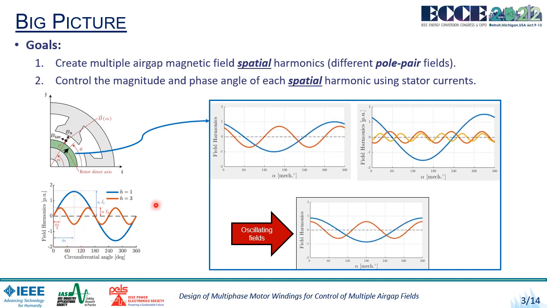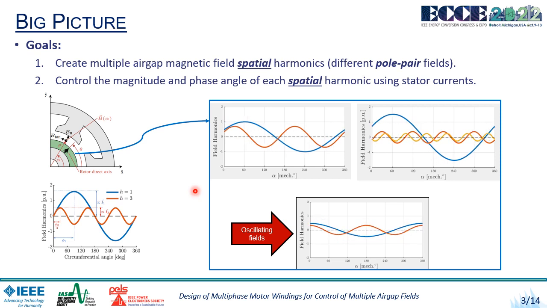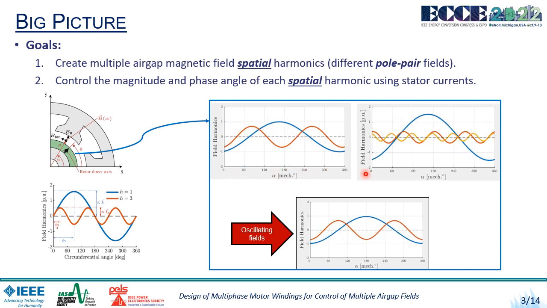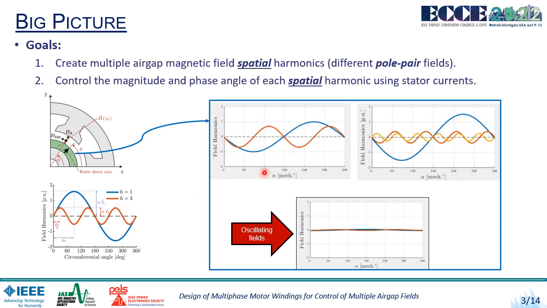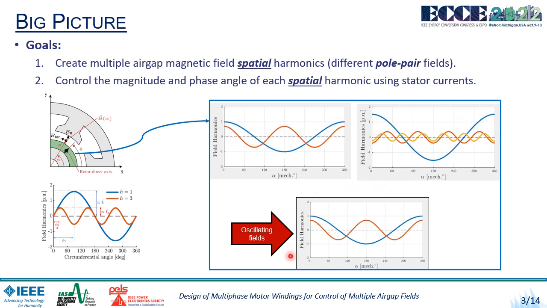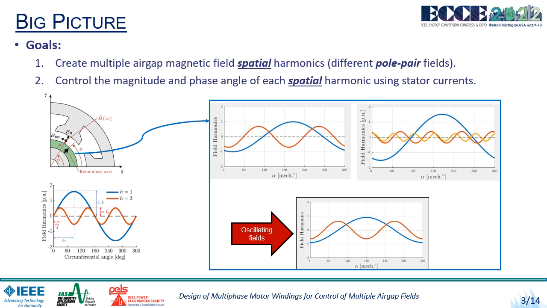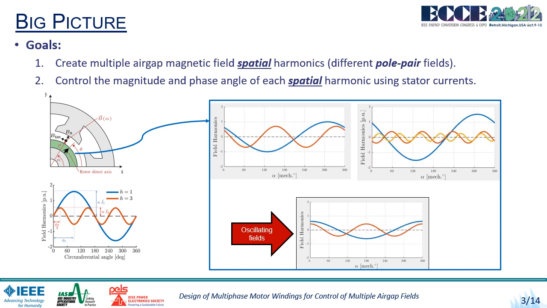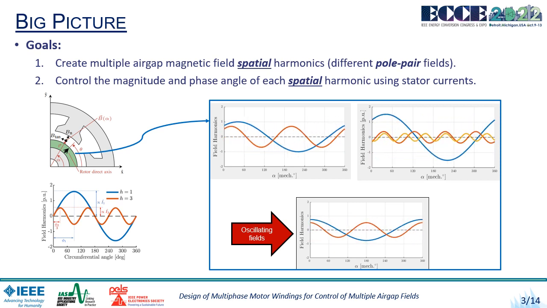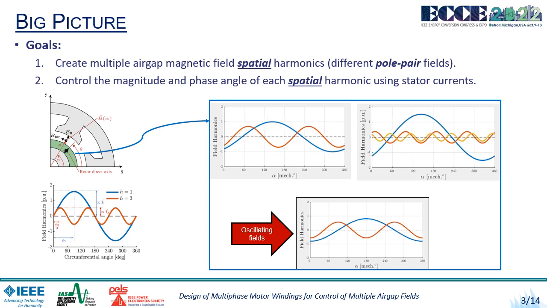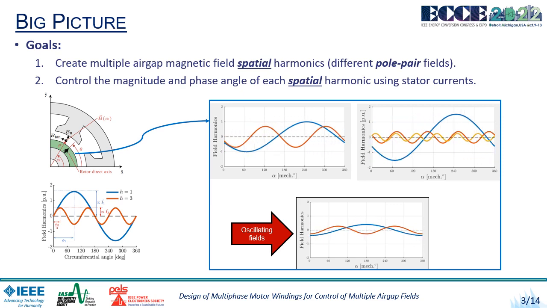The spatial harmonics created in the air gap can be rotational, with a different number of pole pairs, or they can also be oscillatory. Oscillatory fields are not considered in this presentation since they have a single phase characteristic and do not contribute to creation of useful torque or force.